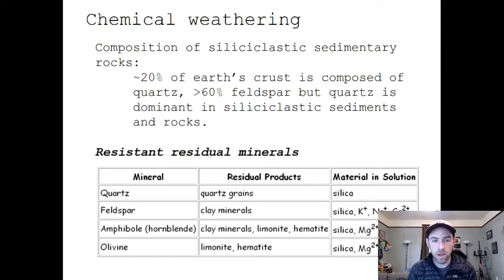The quartz generally does not tend to chemically weather very readily, right? And when it does, it results in silica in solution in very small quantities, right? So quartz tends to not go anywhere in the chemical weathering process. It tends to stay behind, versus things like feldspars and amphiboles and olivines, for example, end up weathering much more readily to things like clay minerals, hematite, and so forth. Okay.